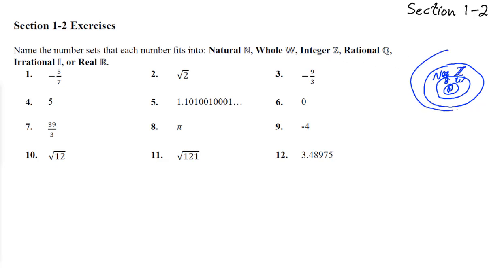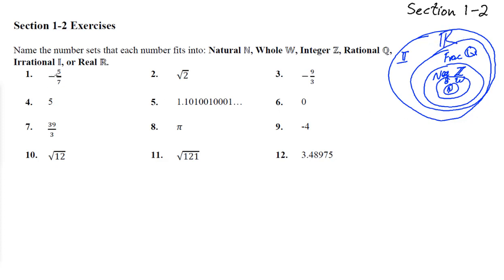Then the rationals include all of those plus the fractions. So all the integers are fractions in and of themselves. Then we have the irrationals. We're going to call that an I right now, and that's all the decimals that don't stop and don't repeat. And then everything included is the real numbers. So that includes everything here.